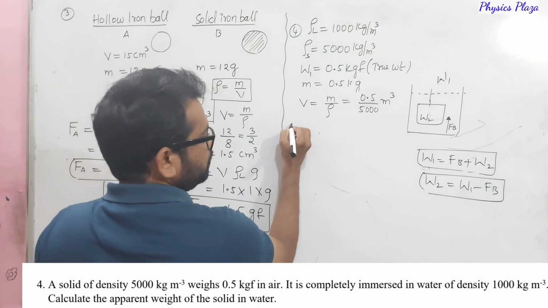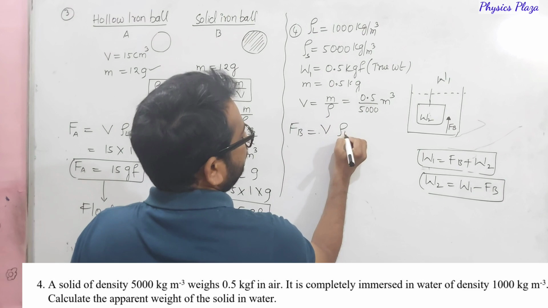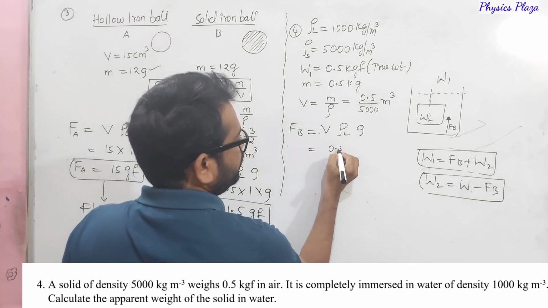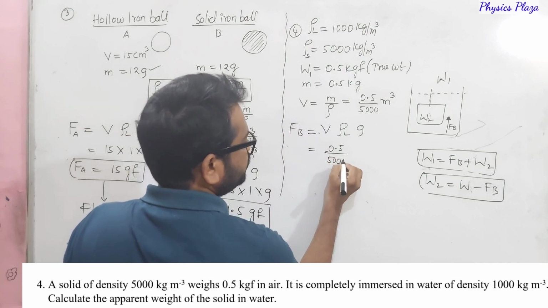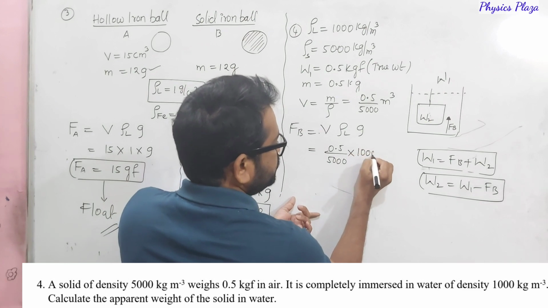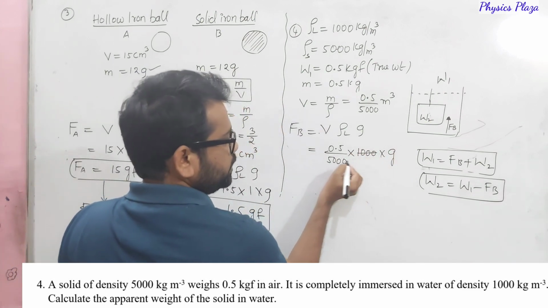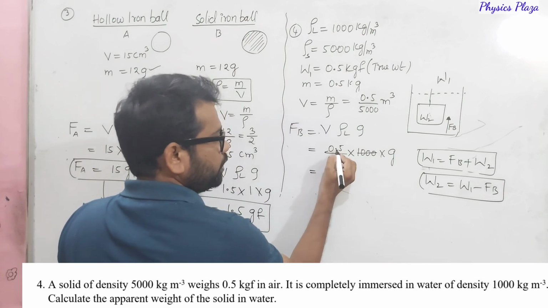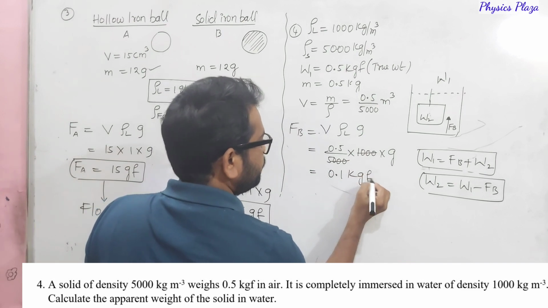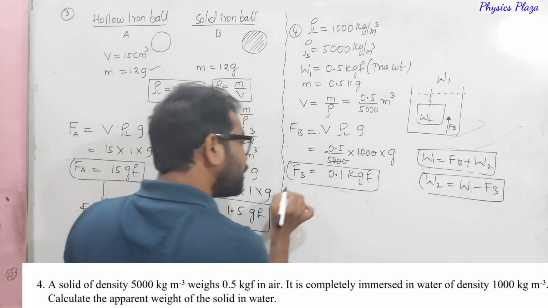Now let us use this. Buoyant force is equal to the volume of the solid times the density of the liquid times g. So this can be 0.5 by 5000 into the density of the liquid, which is 1000, and g. Okay? So 3 zeros cancel. 0.5 by 5 is how much? 0.1 kgf. This is the buoyant force. Still it is not the answer.